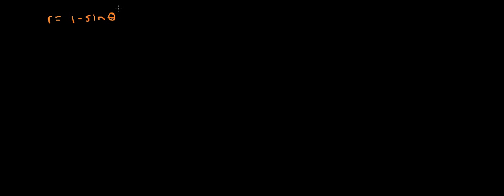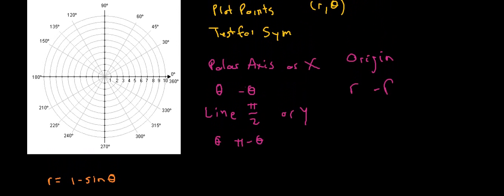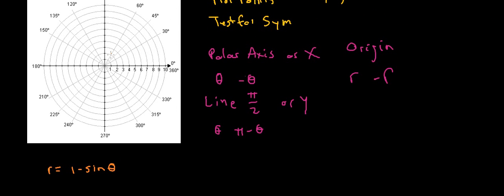So before I start wasting my time plotting points, it really depends. Sometimes it might just be easier to plot garbage and see what it says. But let's go ahead and use the symmetry test. We'll do the first one, which is symmetry with respect to the polar axis, or the x-axis, so this axis right here. Replace theta with minus theta.